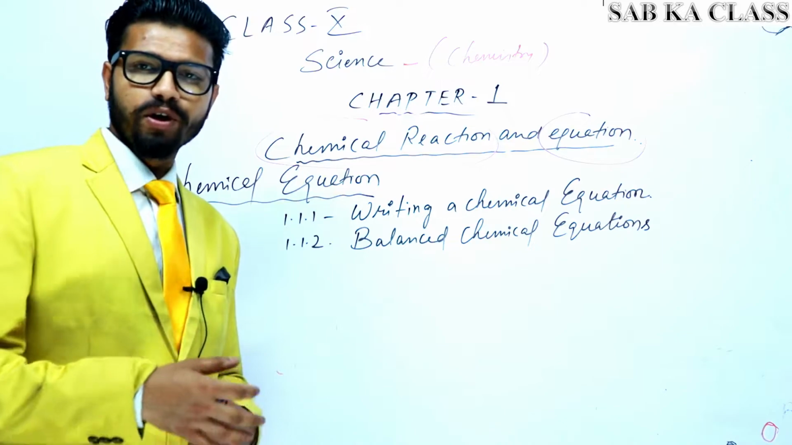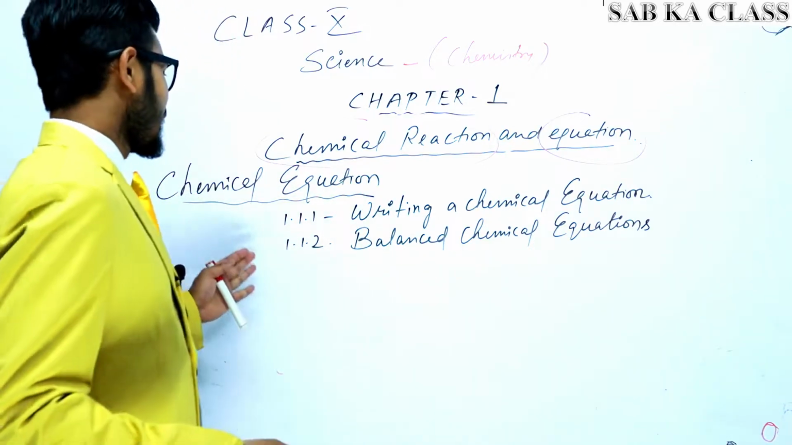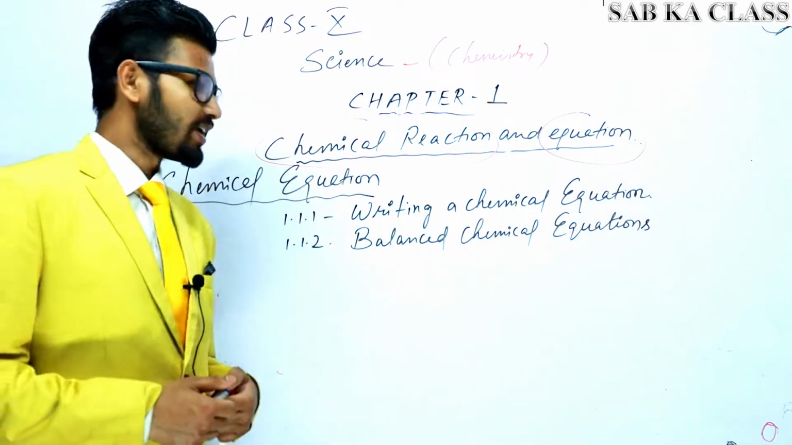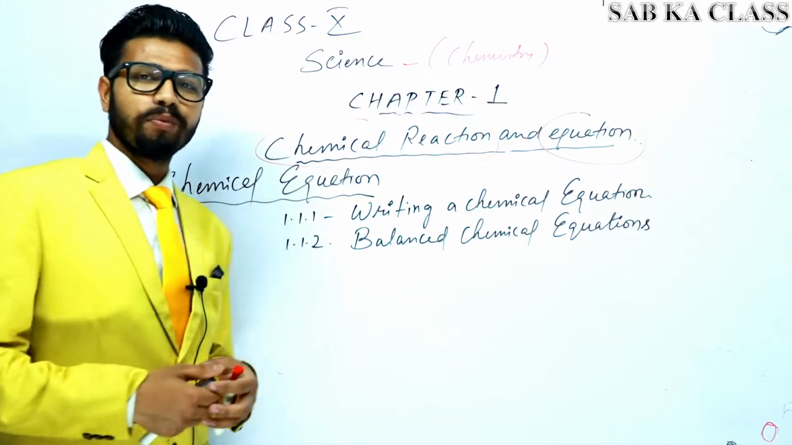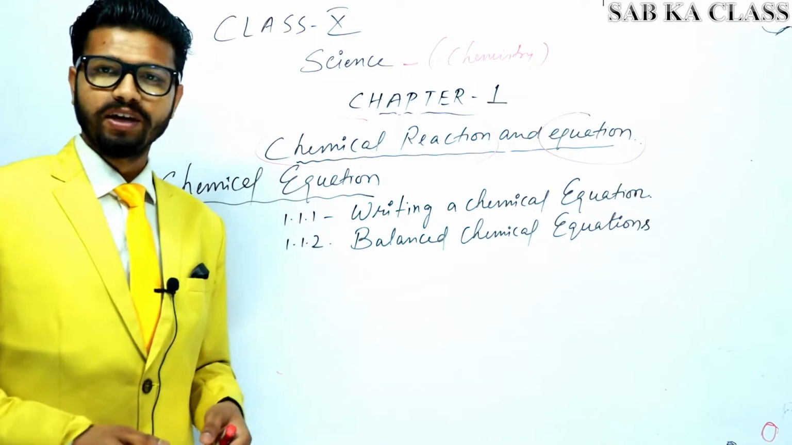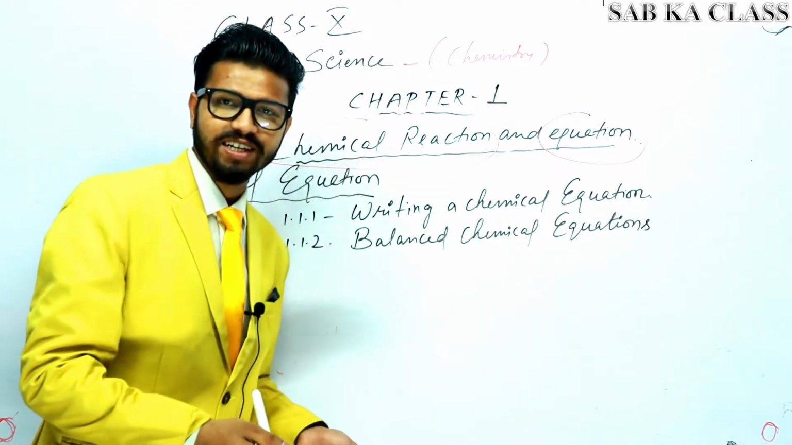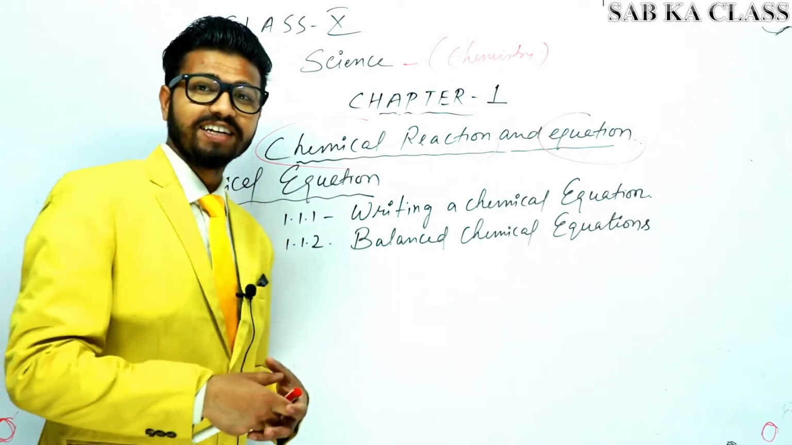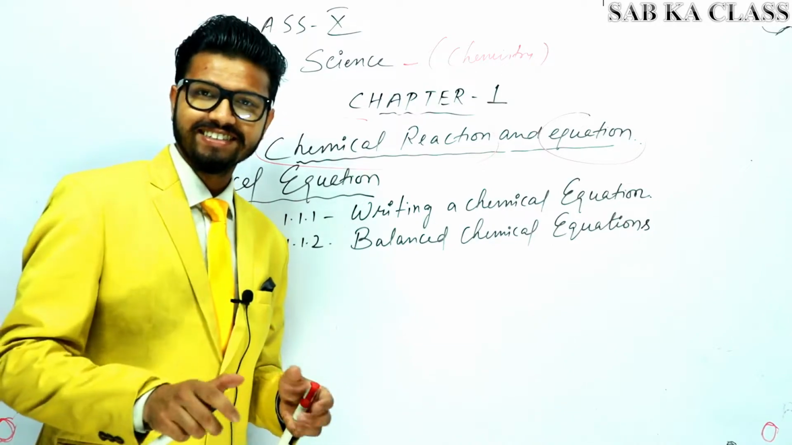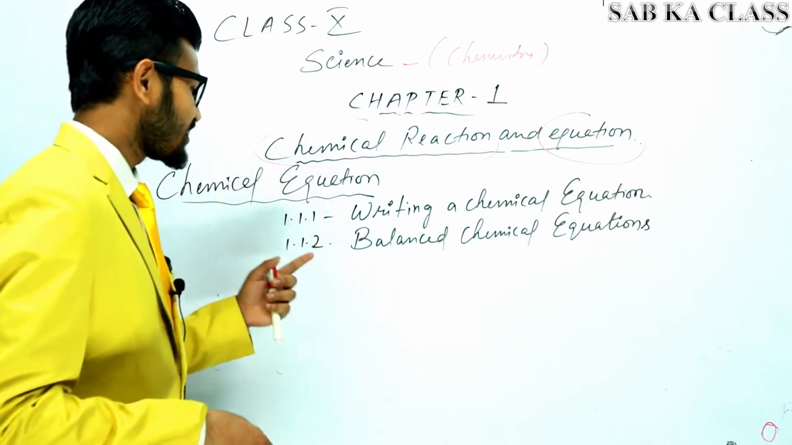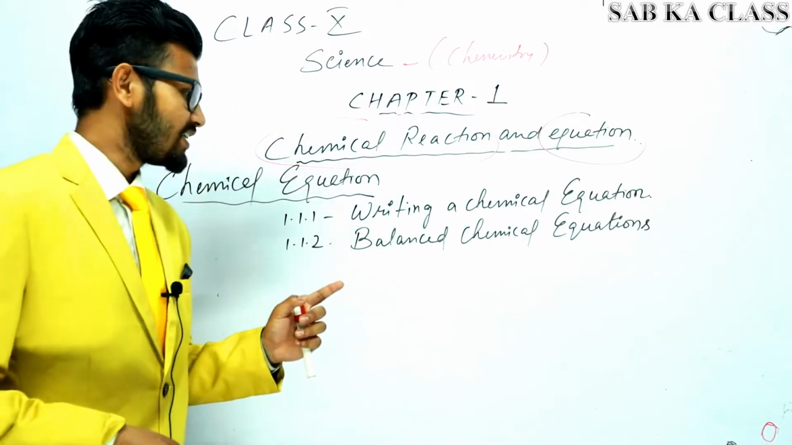The very first topic of the chapter is the chemical equation, and under this topic there are two more subtopics. The first is how to write a chemical equation, meaning writing a chemical equation. I'm going to explain it and make you understand very nicely, so just stay tuned. And the next subpoint is what?